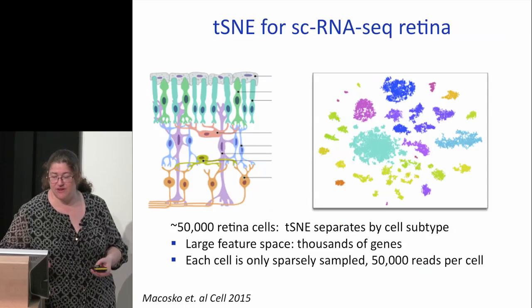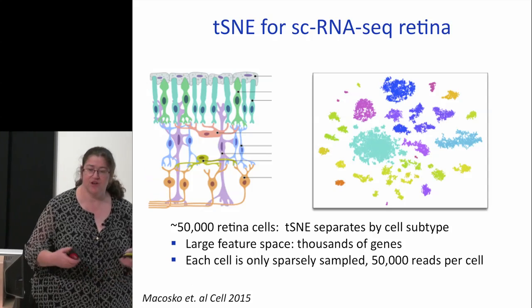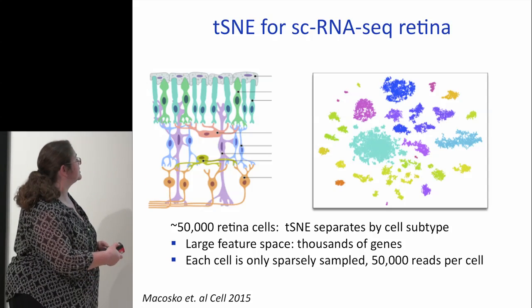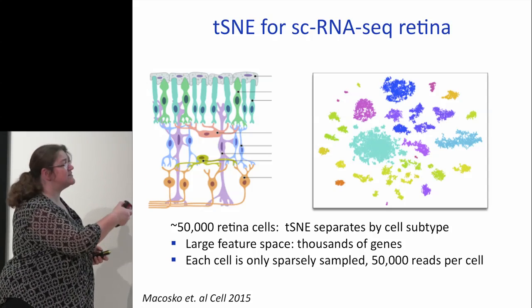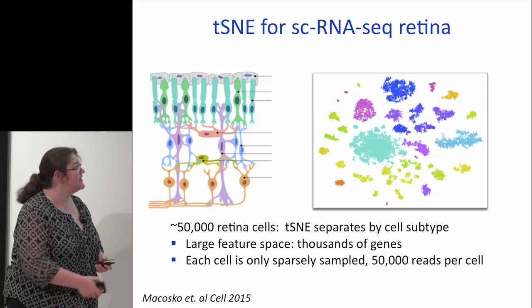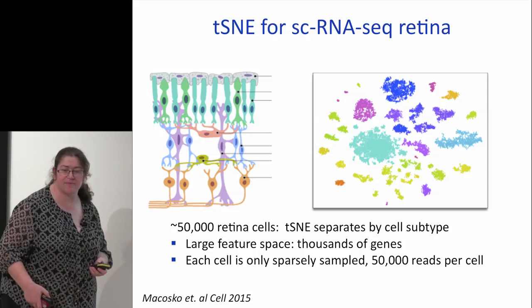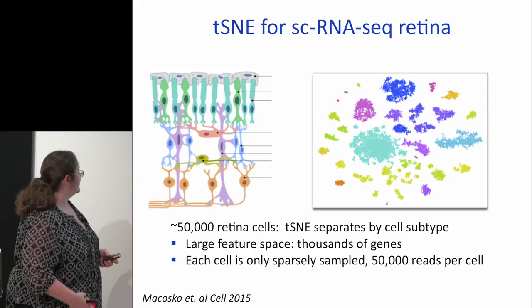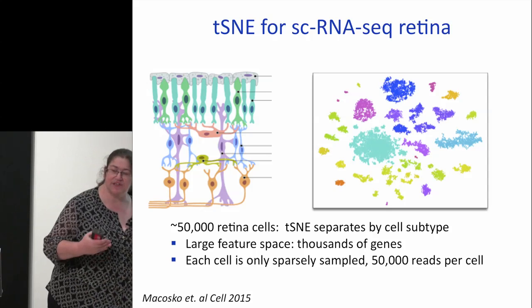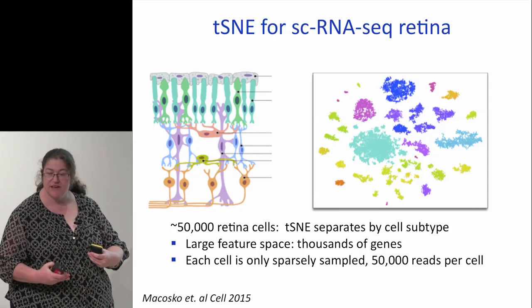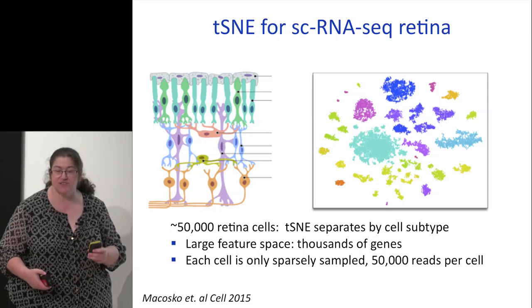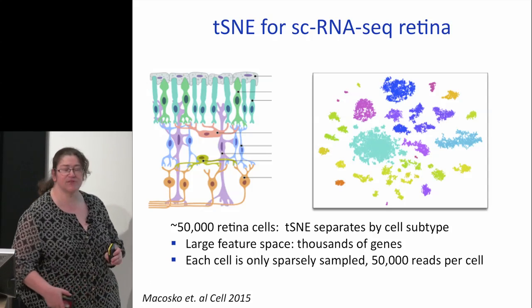This works for single-cell RNA-seq. So again, this was a publication, one of the two Drop-seq publications I showed earlier. This is a retina with many known cell types. And this is, again, the t-SNE map of each individual cell. Again, this is a large feature space, so each cell has thousands of genes. And you only need a small number of reads sampled for each cell.